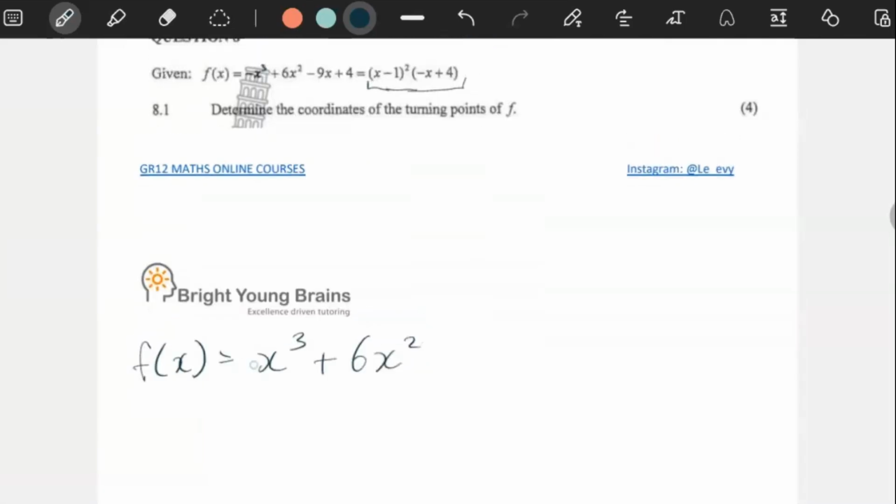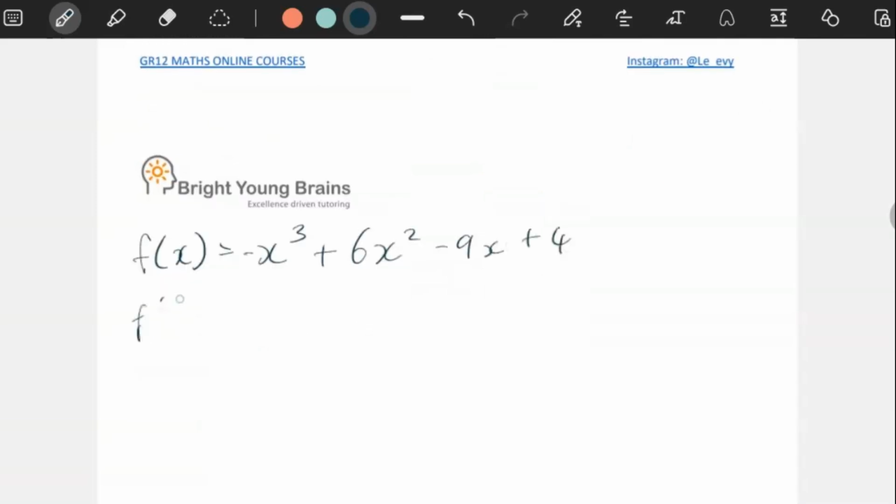Negative 4, I forgot the negative 10, negative x cubed plus 6x squared minus 9x plus 4. So this equation, we're simply going to differentiate it. That's negative 3x squared, 3 times 6, that's 12x, and then 1 times negative 9, that's negative 9 with no x there. The derivative of a constant just falls away.